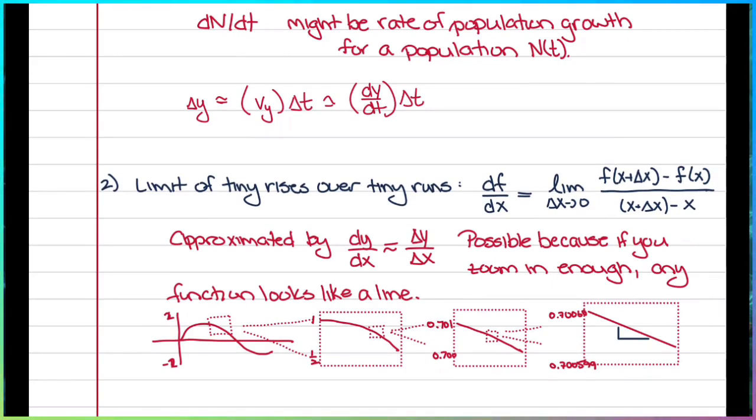Why does this work at all? Because again, it looks like the denominator is going to 0 because the x's cancel, and we're taking the limit as delta x goes to 0. Looks like I'm eventually dividing by 0. That seems like a bad thing. But the numerator also is going to 0, and the ratio converges to some finite number.